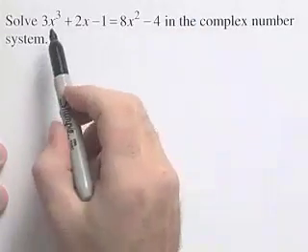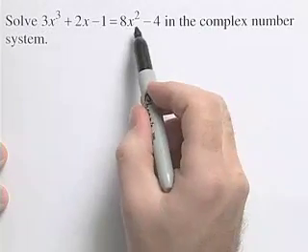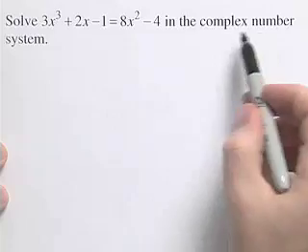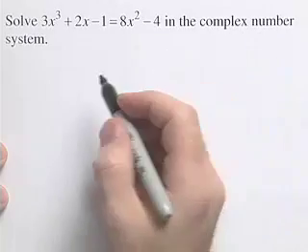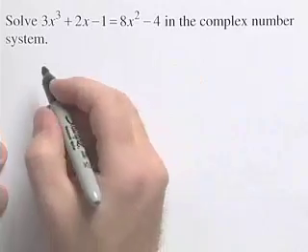For this next problem, we're going to solve an equation in the complex number system. We're asked to solve the equation 3x cubed plus 2x minus 1 equals 8x squared minus 4. And we're going to solve that in the complex number system. First thing we'd like to do is move everything to one side and get the right side equal to 0.